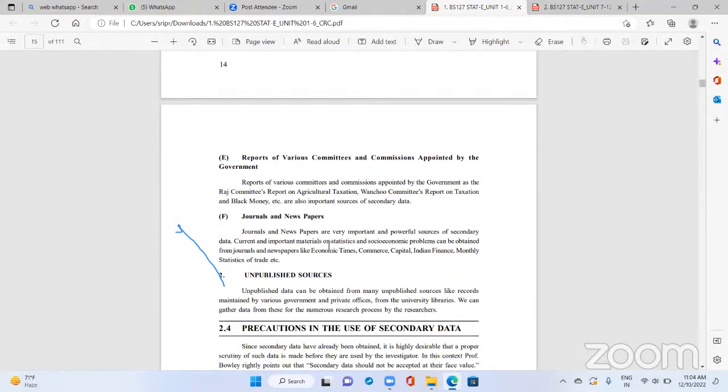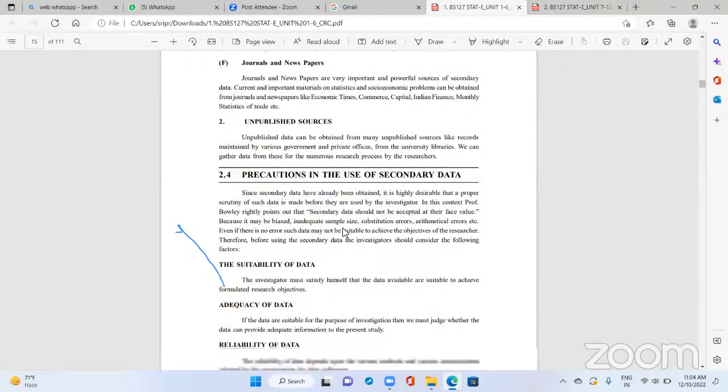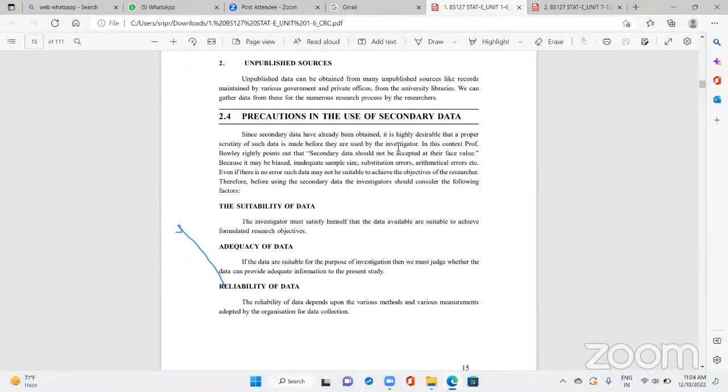Number five, reports of various committees and commissions appointed by the government. Number six, journals and newspapers. Journals and newspapers are also very important, powerful sources of secondary data. Number two, unpublished sources. Unpublished data can be obtained from records maintained by various government and private officials, and from university libraries. We can gather data from these for numerous research processes by the researchers. Okay.